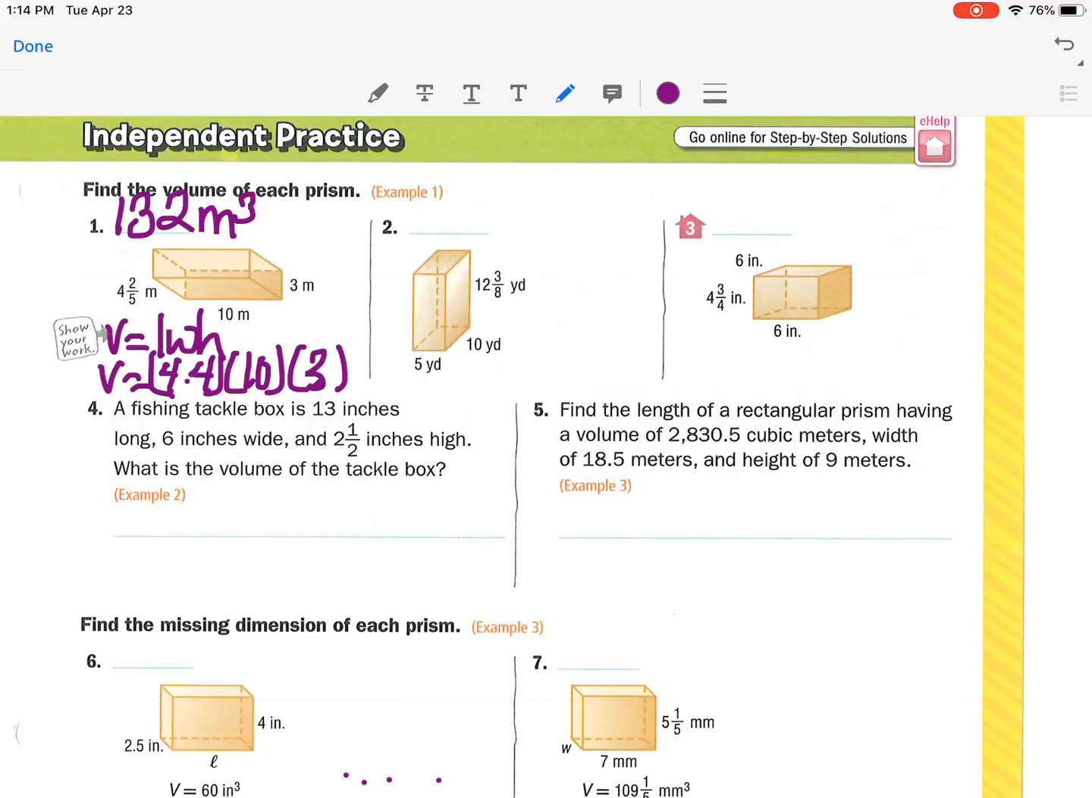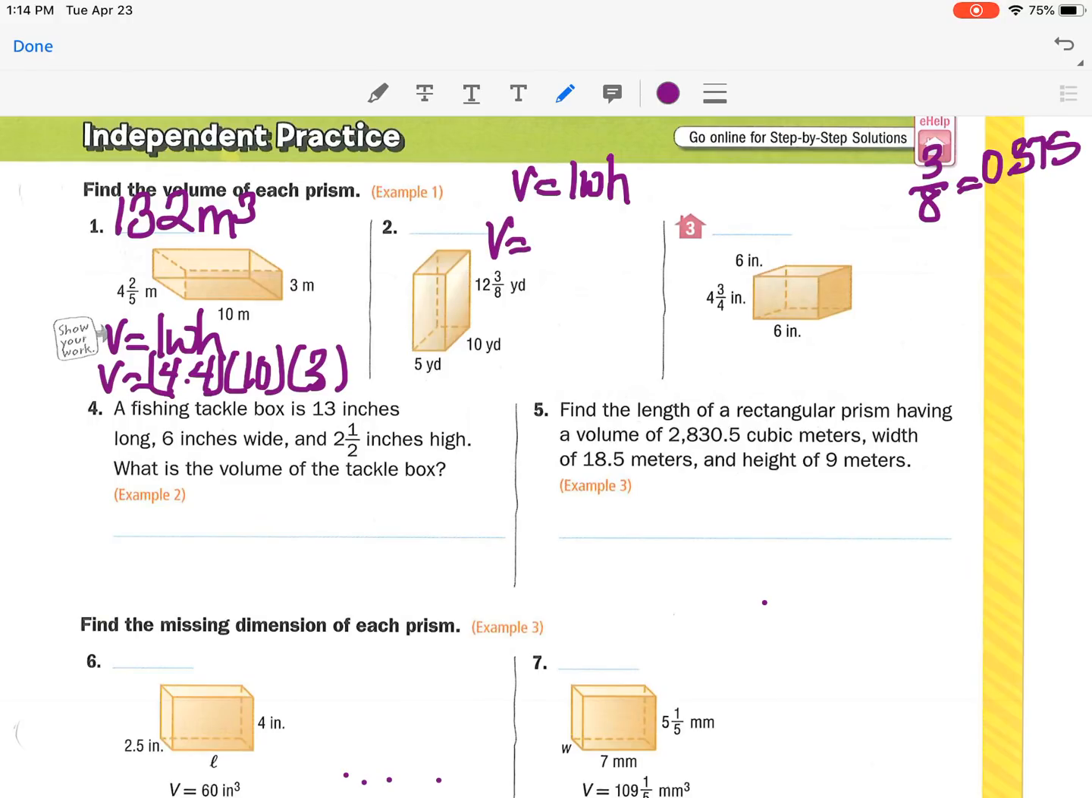So we're going to look at V equals length times width times height, and we can do 12 3/8 in a couple of different ways. We can turn 12 3/8 into an improper fraction, or we can take 3 divided by 8 on your calculator, and 3 divided by 8 gets us 0.375. So over here I'm going to write 3/8 equals 0.375, okay? So now I just need to put a 12 in front.